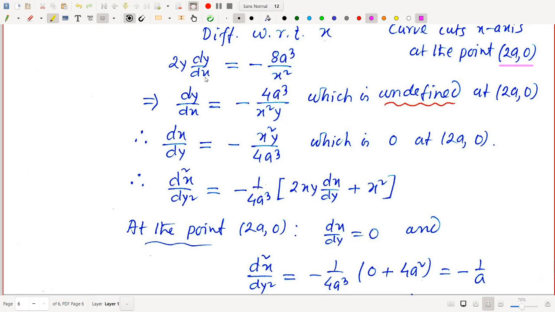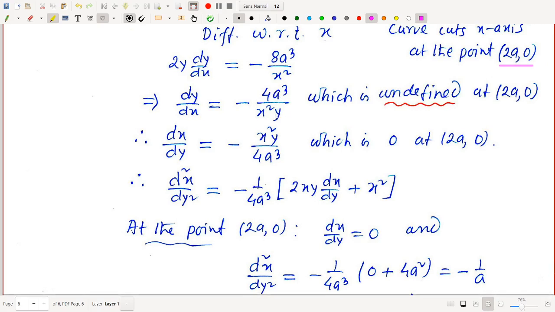square y. 2 and 8 cancel, so it is 4a cube by x square y. Now in this dy by dx expression, if we put y equal to 0, there is a problem. It is undefined at (2a, 0), because our point is (2a, 0). At this point we need the radius of curvature. If I put y equal to 0, this is meaningless, undefined, or if we take the limiting value it will be infinite.